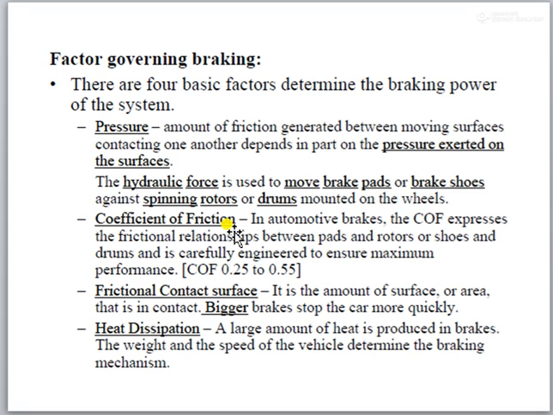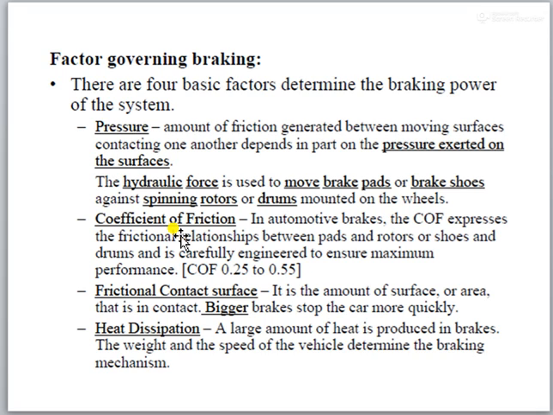But if you want to stop the road wheels, and consequently stop your vehicle, then the pressure needs to be more, or optimum pressure should be applied on the liner or the rotor of the wheel. Okay, after that, coefficient of friction. Now coefficient of friction is a parameter which enhances the frictional force which is acting opposite to the motion of the rotor, or opposite to the motion of the wheel drum.